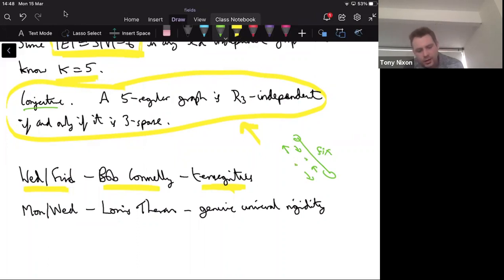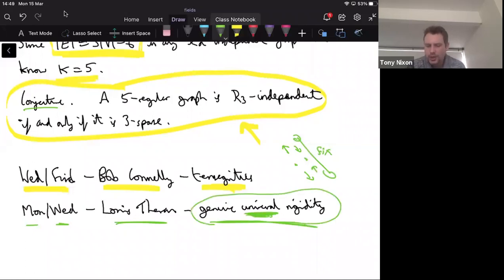And next week, on the Monday and Wednesday, Louis Ferran will give two guest lectures, and his topic will be generic universal rigidity. So we haven't defined universal rigidity yet in this course, so Louis will do that, and he will tell you about how to understand generic universal rigidity in D dimensions. Okay, so I should stop there in case anyone has questions.